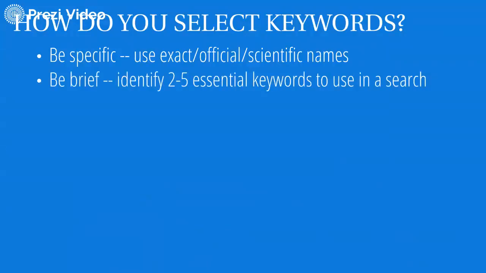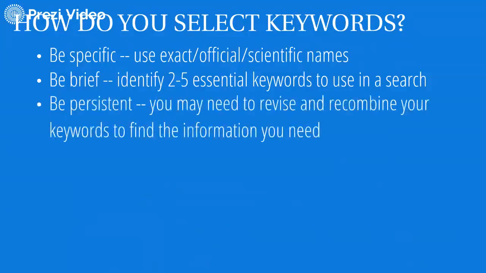The other thing you'll want to do is be brief. You don't want to type an entire search question into a Google search box. What you'll want to do is pick out the 2 to 5 essential keywords and use those in a search. But keep in mind that your first search may not always get you where you need to go. You need to be persistent. You may need to do multiple searches. You may need to revise the keywords that you've chosen. As you search, you may find better keywords. You may need to combine the keywords in different ways to find exactly what you're looking for.